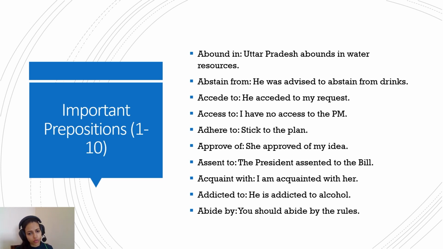For example, adhere is used with the preposition to, access to, exceed to, addicted to, abide by. So you'll just have a sense of these words. These are directly asked sometimes. Abstain, and then there will be a fill in the blank. What is the right preposition to fill in that blank? So you should know that abstain is to be followed by from. So he was advised to abstain from drinks.